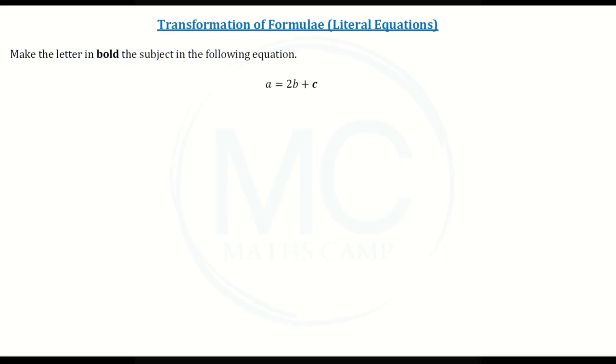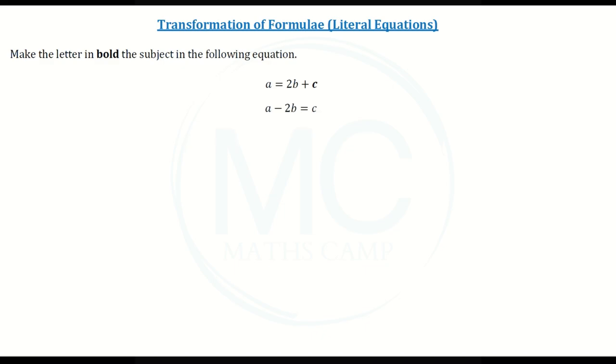Let's do another one. A is equal to 2b plus c. Now, students look at 2b and say, well, should we divide? No, you do not divide. C is bold. This is the letter we need to focus on. C is without a coefficient and it's positive, so we can leave c where it is. On the left-hand side, we have a, and then all we do is move 2b, so we say minus 2b.